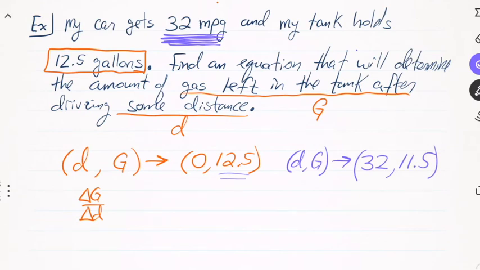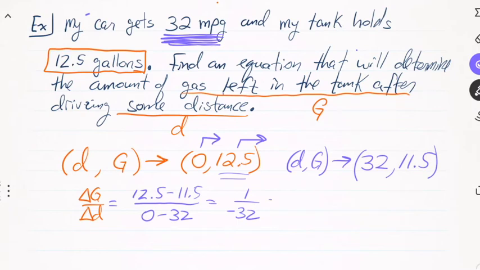So down here where slope is, change in gallons, and it doesn't matter what order you subtract them in. I'll go this way. So change in gallons, 12.5 minus 11.5, of course, is the 1 gallon I chose. And then we're going to subtract 0 minus 32. So we're going to get 1 over negative 32. So the slope on this is negative 1/32.